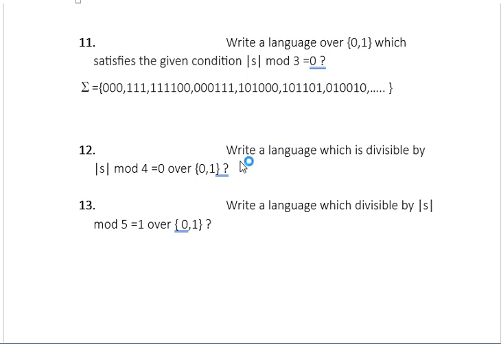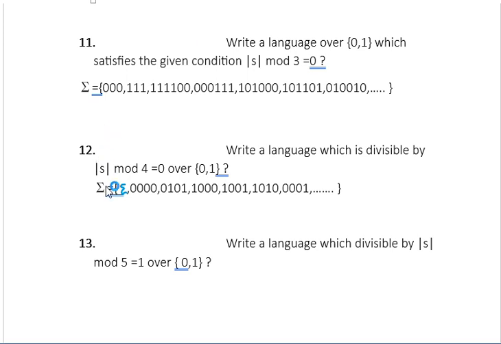So, in this question, what is the difference between this question and the previous one? Here the length of the string should be divisible by 3. But here the number the string represents should be divisible by 4. Here the length should be divisible by 3; here the string itself, as a number, should be divisible by 4. Now let's see how the solution will look.